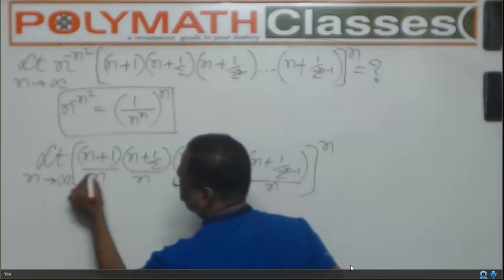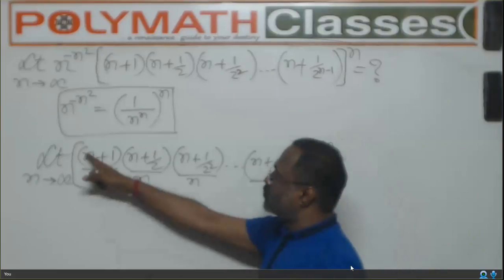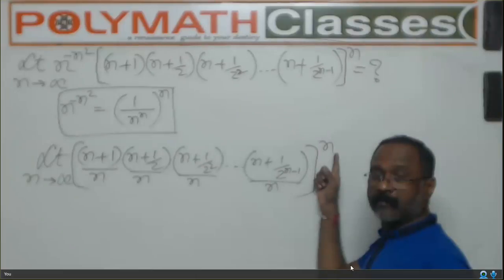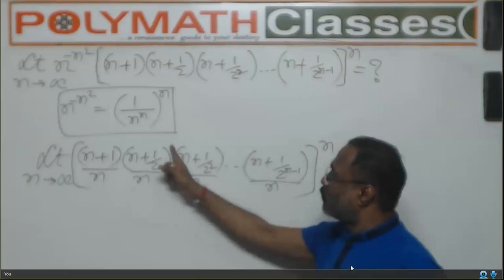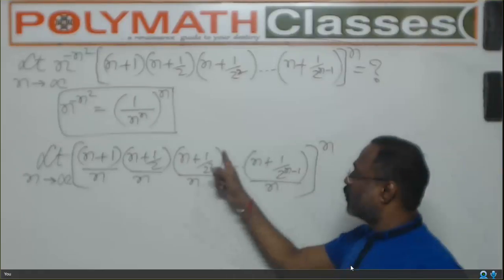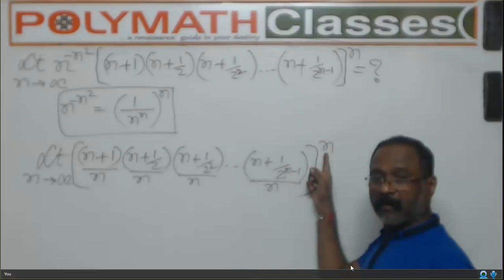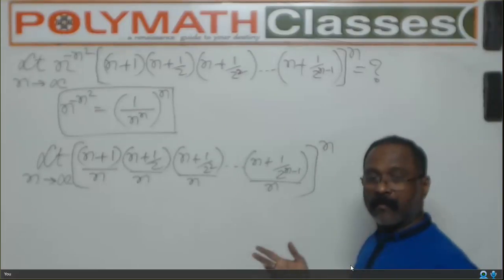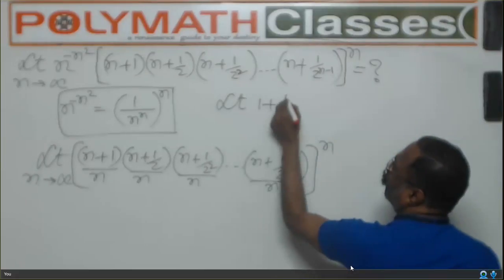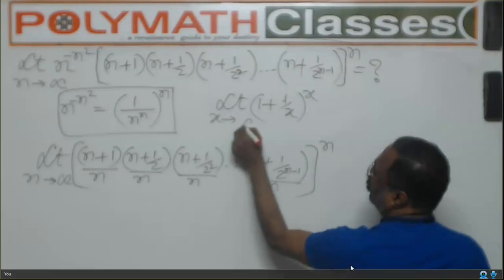Now what is that happening here? You can see it is 1 plus 1 by n whole power n. It is 1 plus 1 by 2n whole power n. It is 1 plus 1 by 2 square n whole power n. Which limit we have to use now? Limit of 1 plus 1 by x whole power x as x tends to infinity is equal to e.